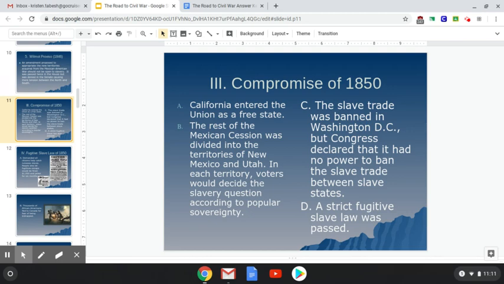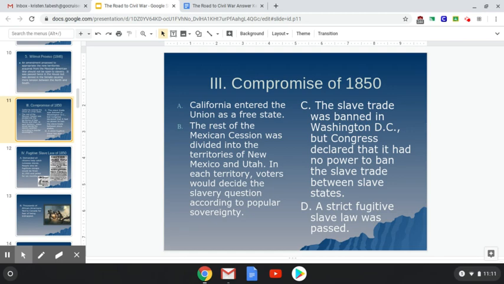The rest of the Mexican cession was divided into the territories of New Mexico and Utah. In each territory, voters would decide the slavery question according to popular sovereignty. So, based on majority, they would decide whether or not they would be considered a free state or a slave state.